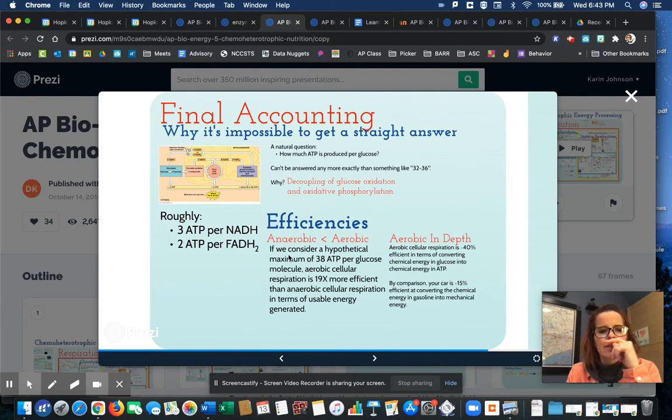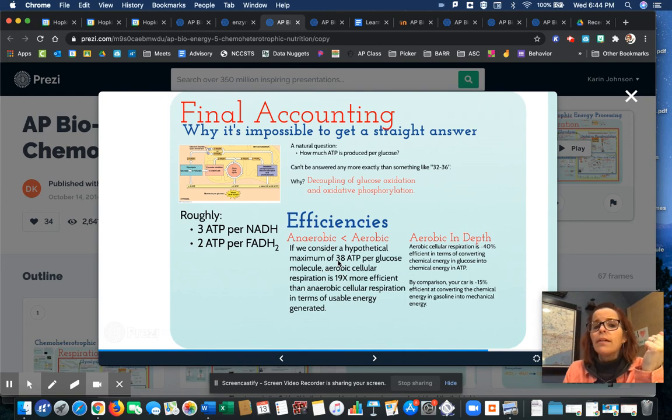Other important stuff. So the final accounting, remember that in your student activity assignment, it said you can make up to 38 ATP. But the reality is that we never make that much, and that's because cells just are inefficient. They're much more efficient than any human-made machine, way more efficient. But there's always going to be some release of heat and some wasted energy. So we don't get that full 38 ATP. Roughly, we get 3 ATP for every NADH, and we get 2 ATP for every FADH2 that gets made.